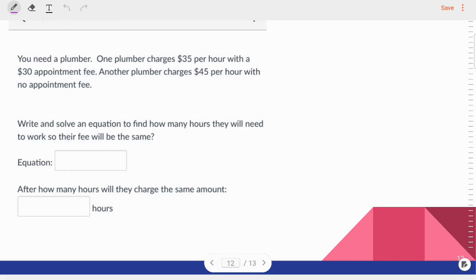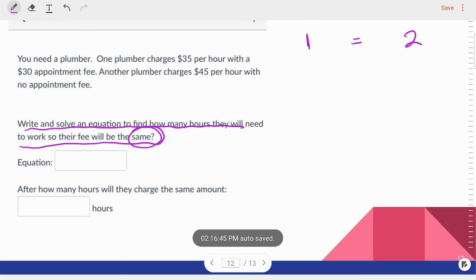Here's the problem. You need a plumber. One plumber charges $35 per hour with a $30 appointment fee. Another plumber charges $45 per hour with no appointment fee. So there's no total price, but I'm comparing one plumber and another plumber. So plumber 1 and plumber 2, I'm going to make a comparison. I'm going to write and solve an equation to find out how many hours they will need to work so that their fee will be the same. So I want to know when plumber 1 is equal to plumber 2.